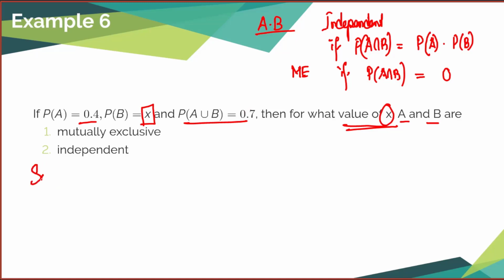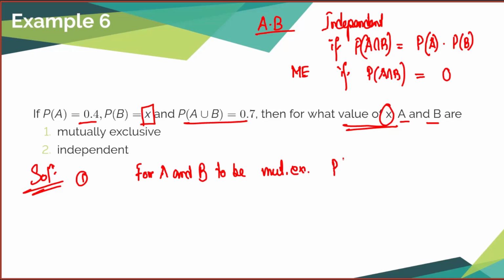So using these two conditions we will find out the value of X for that particular situation. So solution number 1, we are trying to find out mutually exclusive. So for A and B to be mutually exclusive, probability of A intersection B should be equal to 0. Now in the question we are only given probability of A, probability of B and probability of A union B, but we have nothing about probability of A intersection B.